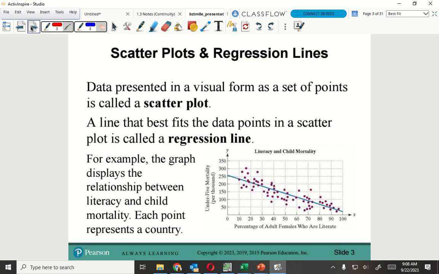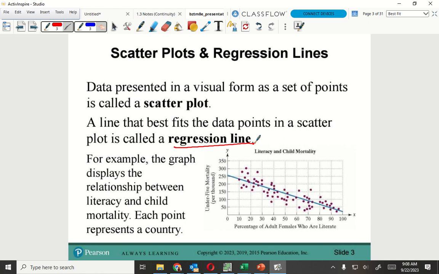Anyway, so data presented in a visual form as a set of points is called a scatter plot. A line that best fits the data points in a scatter plot is called a regression line. So my blue line right here would be a line of best fit. For example, the graph displays the relationship between literacy and child mortality. Each point represents a country.